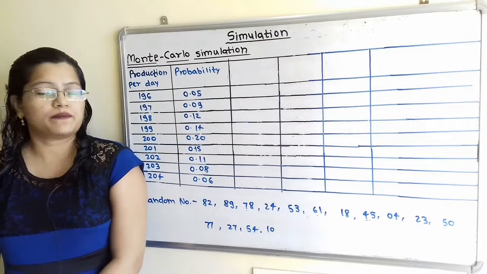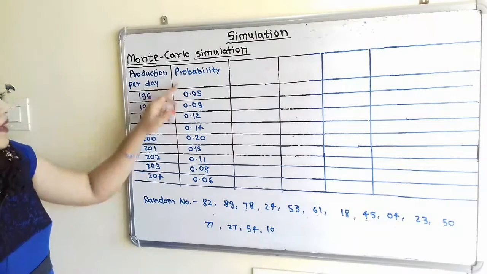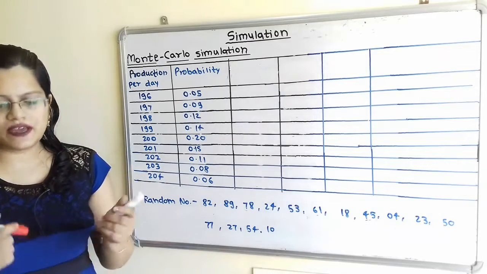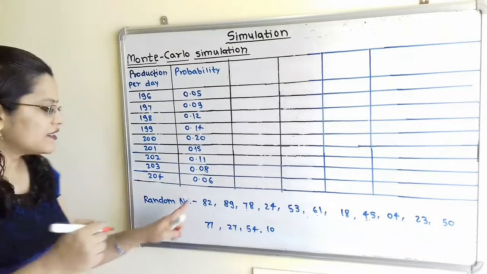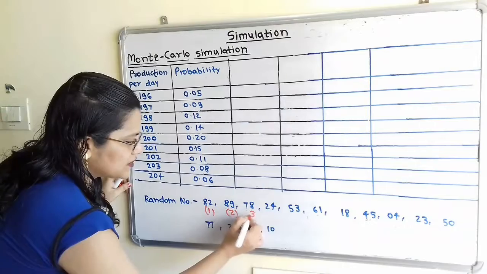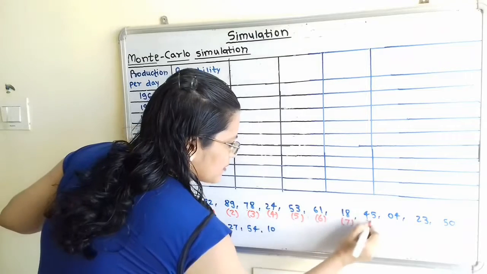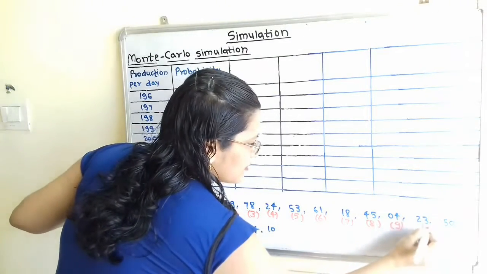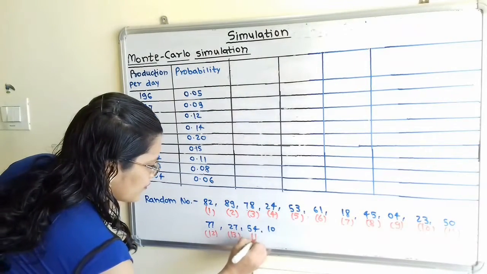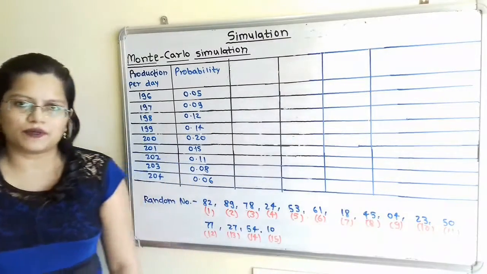We will solve this problem by using Monte Carlo simulation. Here production per day is given and probability is also given. Now these are the given random numbers. We will assign them numbers as per the sequence. This first random number is number 1, then this is number 2, this is 3, 4, 5, 6, 7, 8, 9, 10, 11, 12, 13, 14 and 15. So we can say that there are total 15 random numbers.